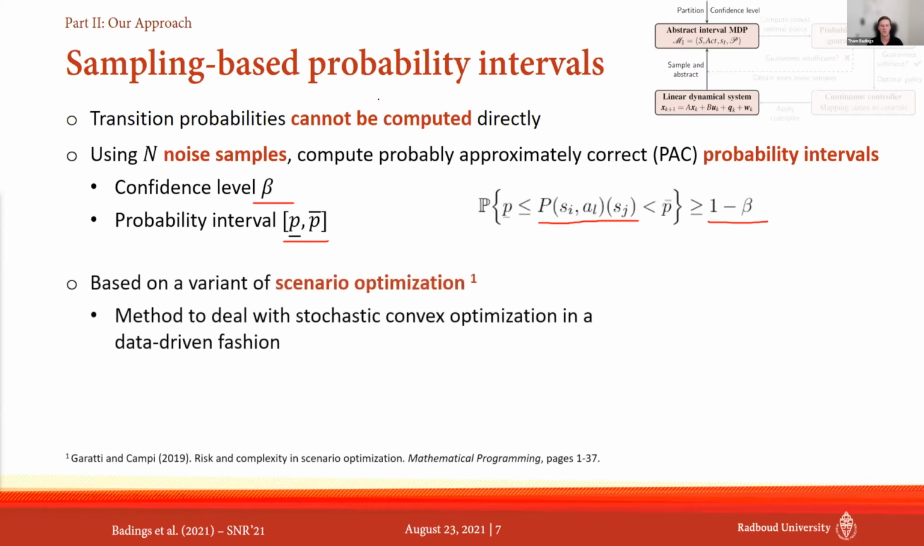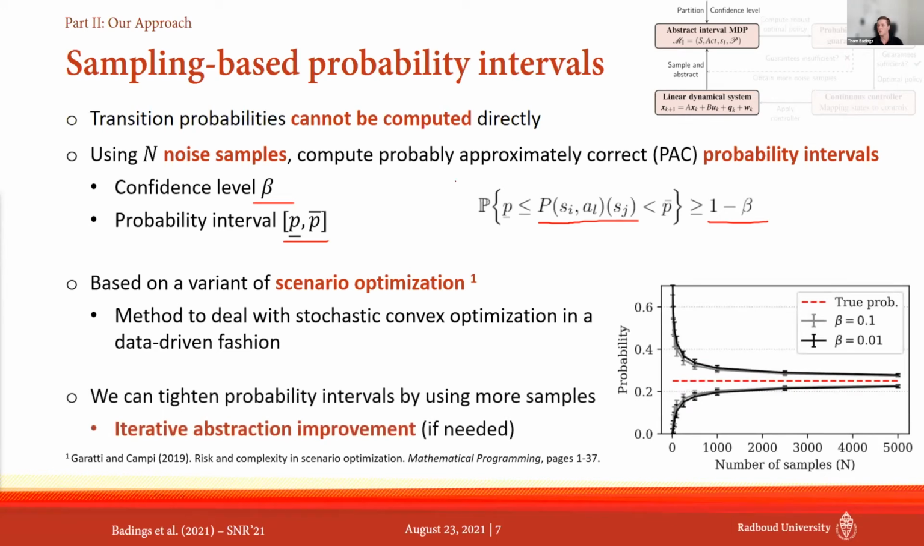And while I will not go into much more detail about how specifically we obtain these intervals, we use a variant of the scenario approach, or scenario optimization, which is essentially a method to deal with stochastic convex optimization in a data-driven fashion. And here we exploit the fact that we can reformulate the problem of finding a transition probability as such a stochastic optimization program.